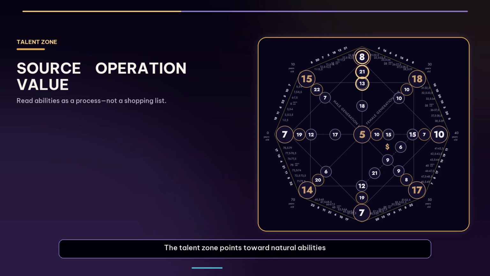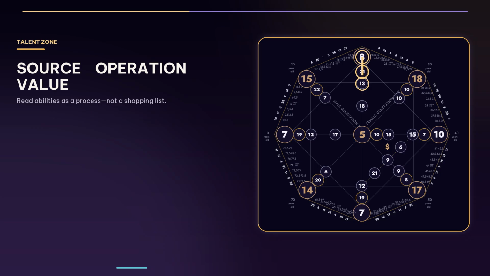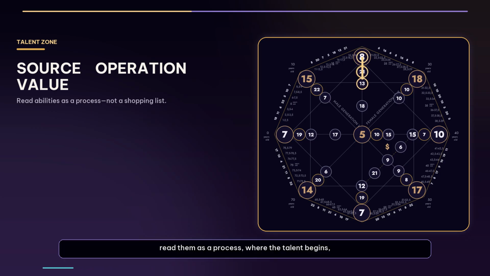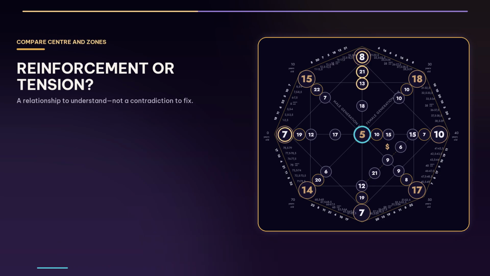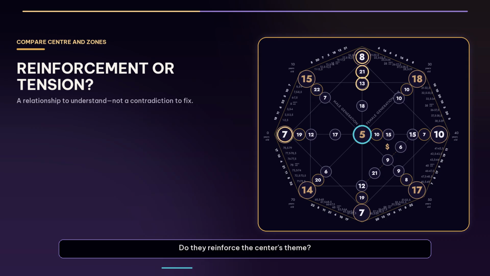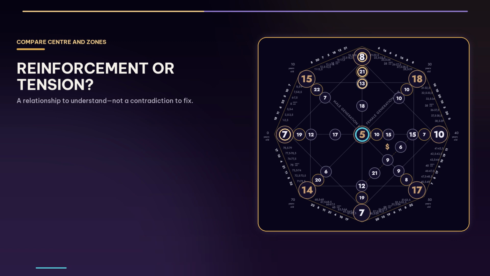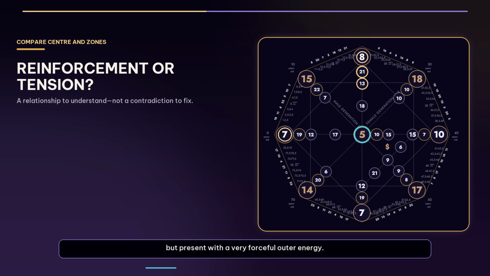The talent zone points toward natural abilities and forms of intelligence. When it contains several energies, do not turn them into a shopping list of unrelated traits. Read them as a process, where the talent begins, how it operates, and where it can become useful. Now compare these zones with the center. Do they reinforce the center's theme? Do they create tension? A person may carry a quiet inner purpose, but present with a very forceful outer energy. That is not a contradiction to fix. It is a relationship to understand.